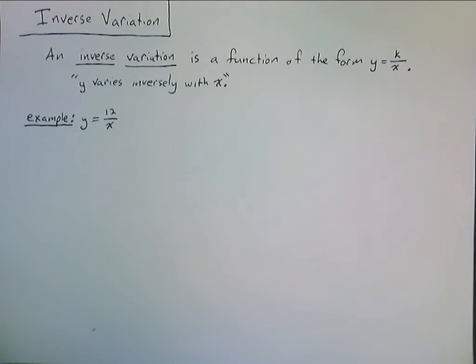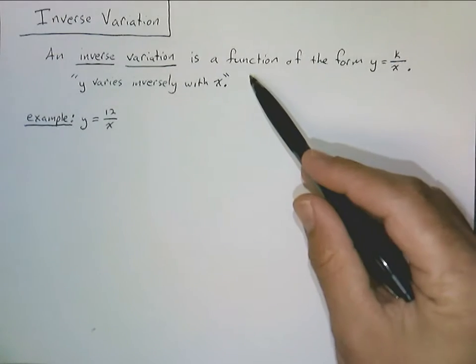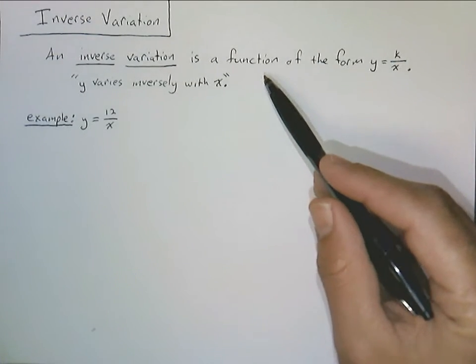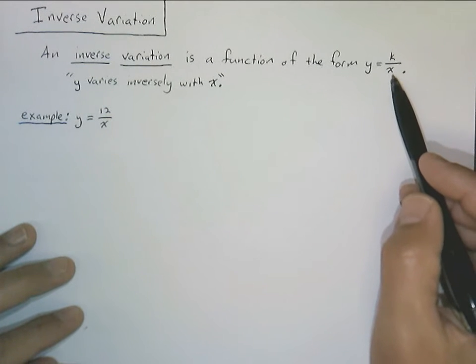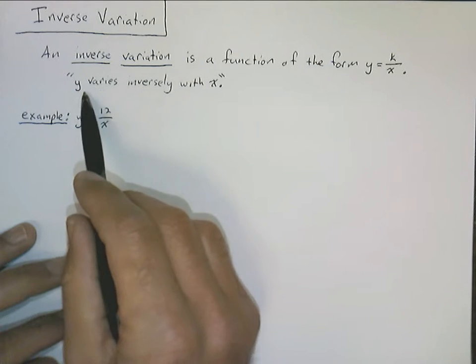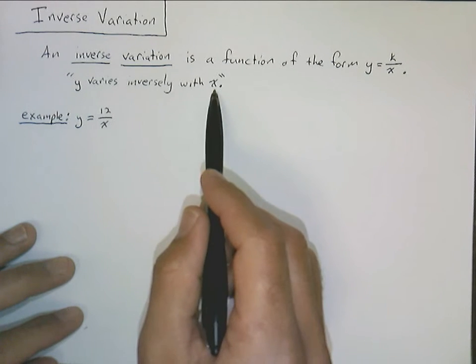Today we're going to be talking about inverse variation. And so an inverse variation, we've got the definition up here. It's just a function of the form y is equal to some number k, this time divided by x. Okay. And what we say here is that y varies inversely with x.